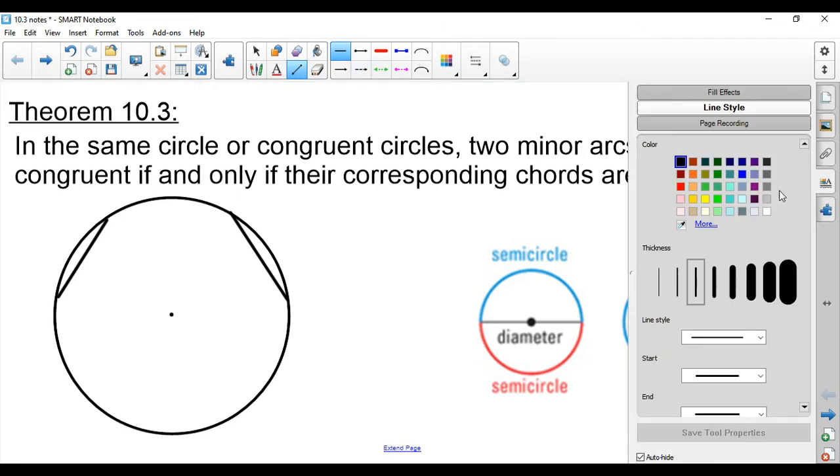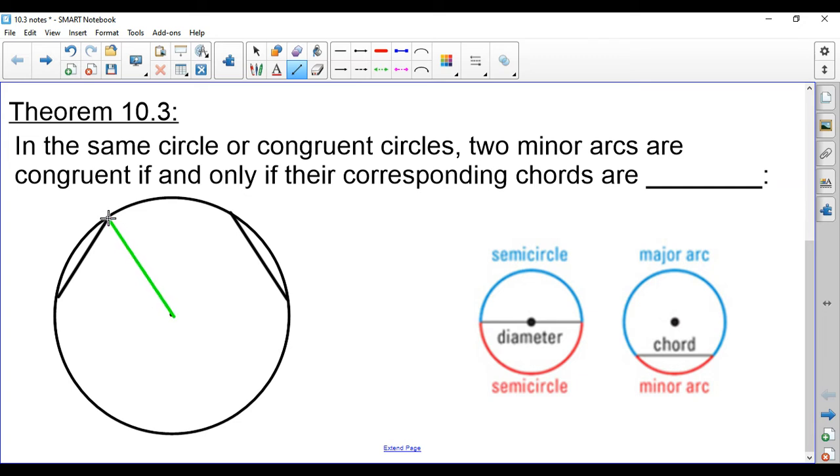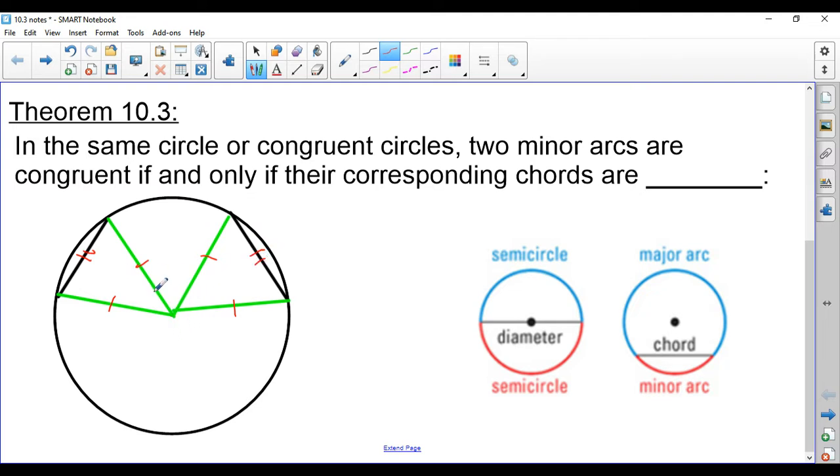So here, I'm going to draw in the central angles that go with each of these chords. And we're going to look at these triangles here. What we know is that all four of these segments are congruent because they are all a radius of this circle. And if these four segments are congruent and these chords are congruent, it means that these triangles are congruent. The triangles are congruent, so all the corresponding parts are congruent. These central angles must be congruent.